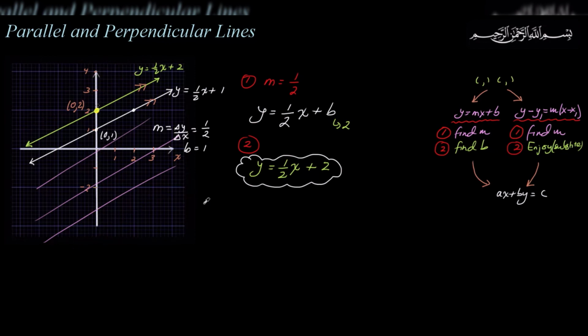Now, let's say I told you I want an equation of a line that is parallel to the original white line, but it goes through this point right here. So that point is x is 3, y is -2. So what I'm saying now is I want an equation of a line that's parallel to this one, but it goes through this point like this.